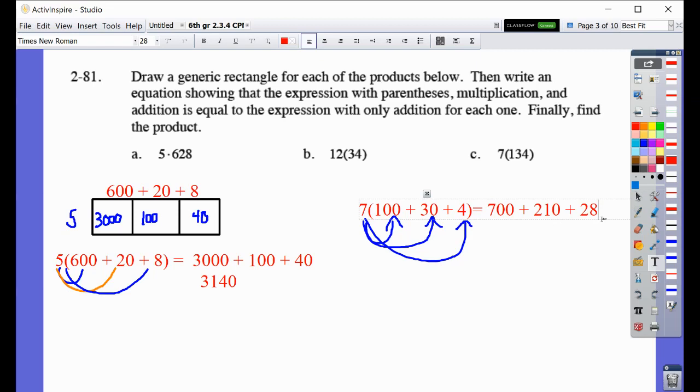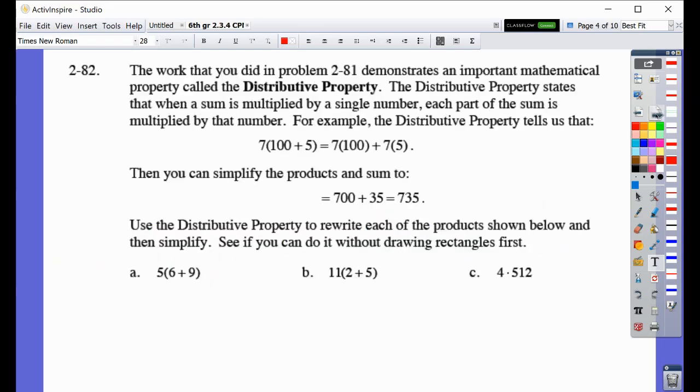And then, of course, the result would be adding them up, which again, we can do. But as I stated before, it's really not so much about the results. So 700 plus 210 plus 28 would be 938, it looks like. But again, it's less about the product and more about the process. All right, so the idea here for 282 is that they do want you to do that. They want you to go ahead and do the distributive property to find the results and try to do it without drawing the rectangles.